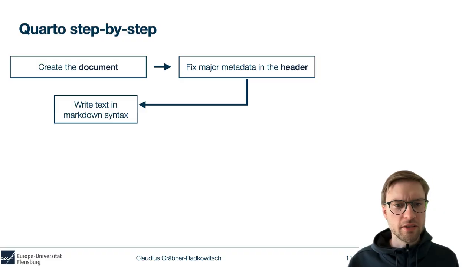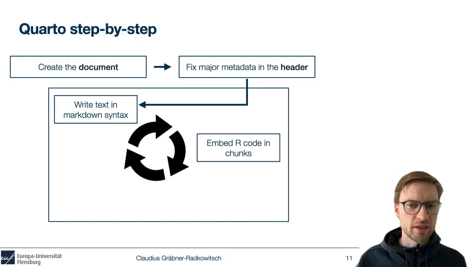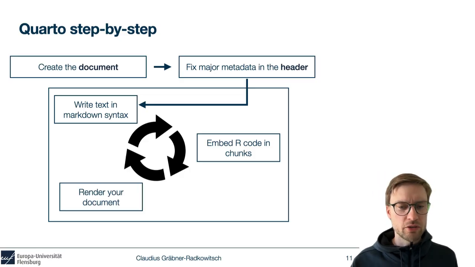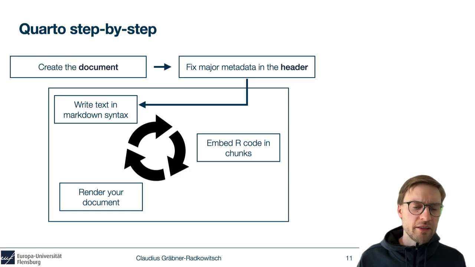And then you're entering a cycle where you first start to write text in Markdown syntax. Then you embed R code in the form of chunks into that document. And then you render your document to see the final results. Then you might add some text written in Quarto. You might add some R code again. And the idea is really that you're rendering your document over and over again.